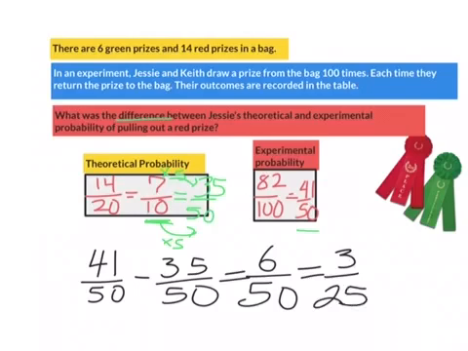So the difference for Jessie's theoretical probability and the experimental probability was 3/25. Now remember, the more times you do the experiment, the smaller the difference will be between theoretical probability and experimental probability. So if you do an experiment 1,000 times, this fraction would be even smaller.